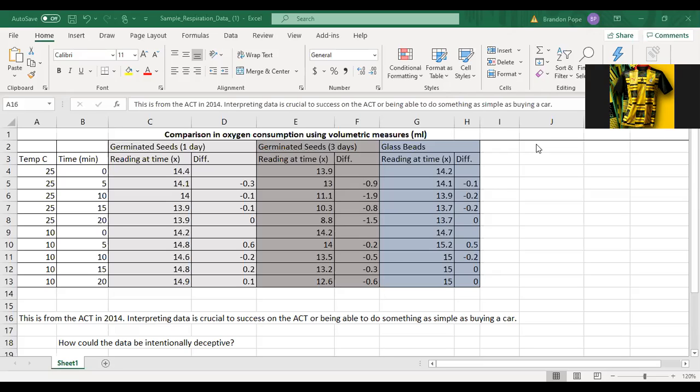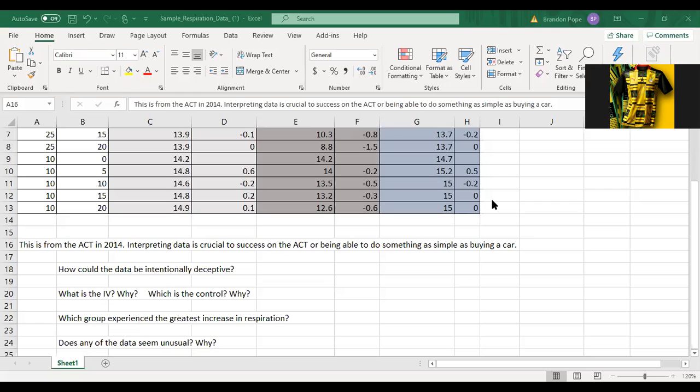Would it be the glass beads? Yeah, the glass beads. They're not living organisms, but they do have the same shape. They're little beads, so they have the same shape as the seeds. They probably have the same number of them in there because we're measuring volume. So the displacement of the glass beads should be equal to the displacement of the seeds as well.